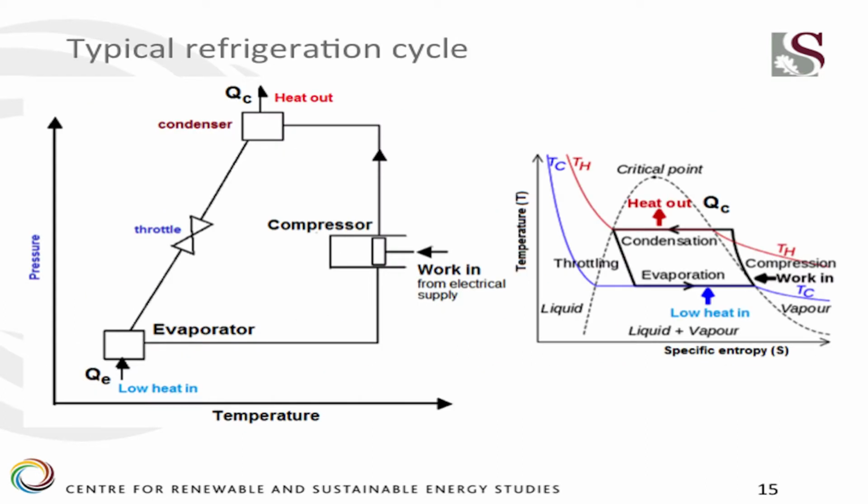This is the general Carnot cycle, which is a standard Carnot cycle. You have the evaporation system, compressor, condenser where heat is given out. Then you have a throttle valve, which repeats the cycle again.